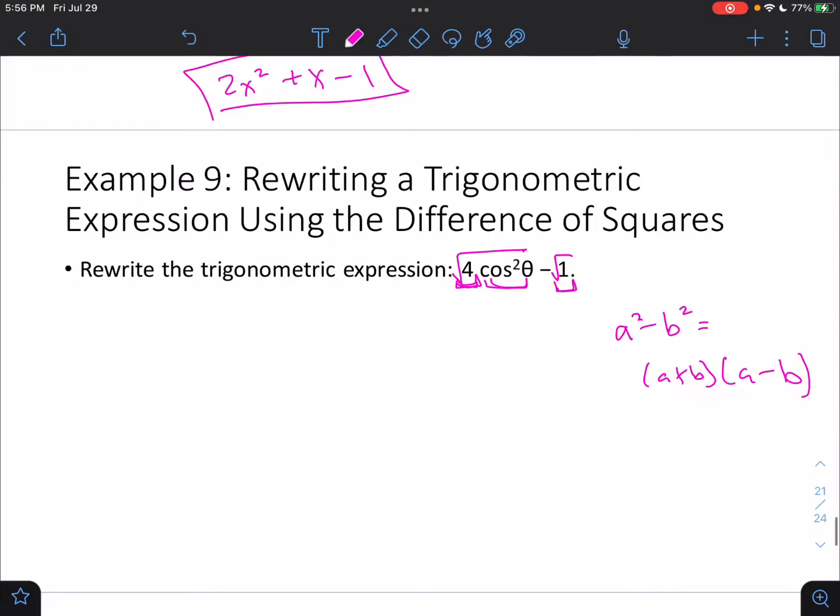Well, 4 cosine squared theta minus 1 will turn into square root of 4 is 2, square root of cosine squared is cosine. And then the first one is plus, square root of 1 is 1. And then times 2 cosine theta minus 1. These are conjugates. Again, another math term, hopefully you remember it, conjugates. And there you have it. There's an expression written as a difference of squares.